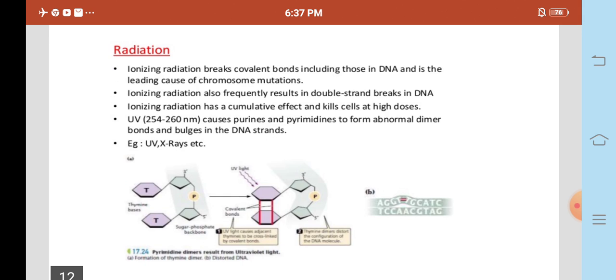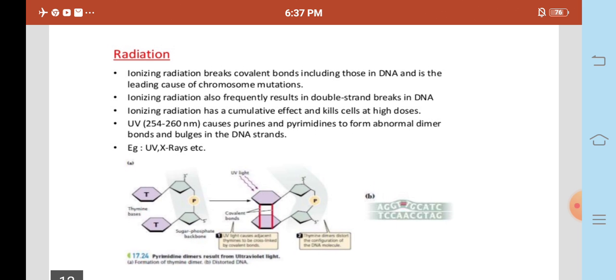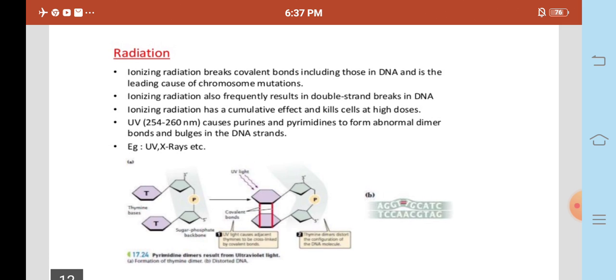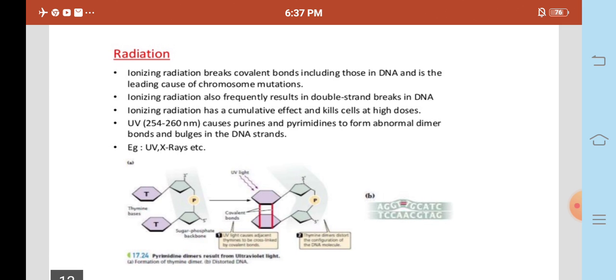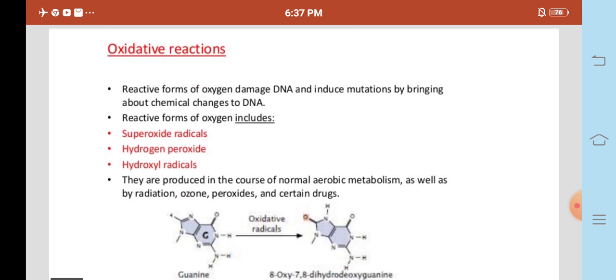Radiations. Ionizing radiation breaks covalent bonds including those in DNA and is the leading cause of chromosome mutations. Ionizing radiation also frequently results in double-strand breaks in DNA. Ionizing radiation has a cumulative effect and kills cells at high doses. UV causes purines and pyrimidines to form abnormal dimer bonds and bulges in DNA strands. Examples: UV and X-rays, etc.